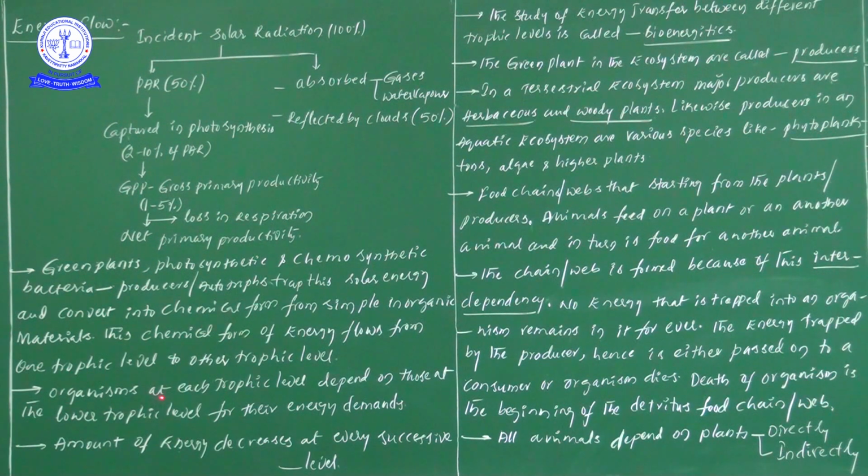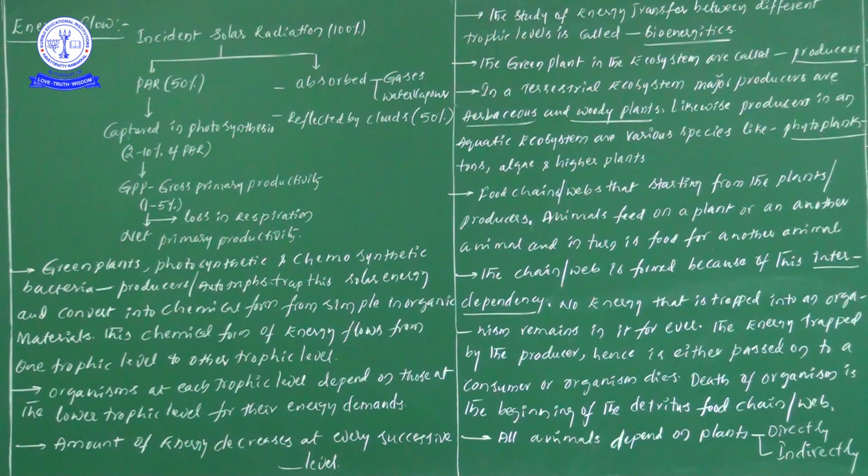Next, organisms at each trophic level depend on those at the lower trophic levels for their energy demands. This point is important. Each trophic level depends on those at the lower trophic levels for their energy demands. Suppose there are different trophic levels: first trophic level, second trophic level, third trophic level, and likewise a fourth trophic level.